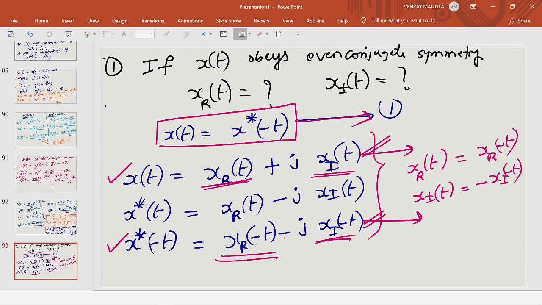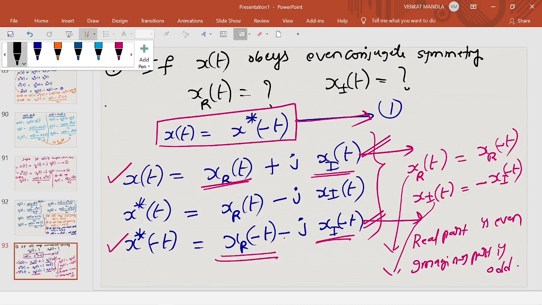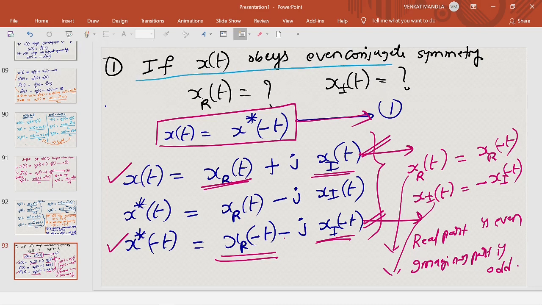So from these two, from this one, xr of t equal to xr of minus t, that is the real part of the signal is even. Real part is even. And from this, xi of t equal to minus xi of minus t, that is the imaginary part is odd. Very important. So if x of t obeys even conjugate symmetry, its real part xr of t obeys even symmetry, its imaginary part xi of t obeys odd symmetry. Okay, that is the first inference I can draw.